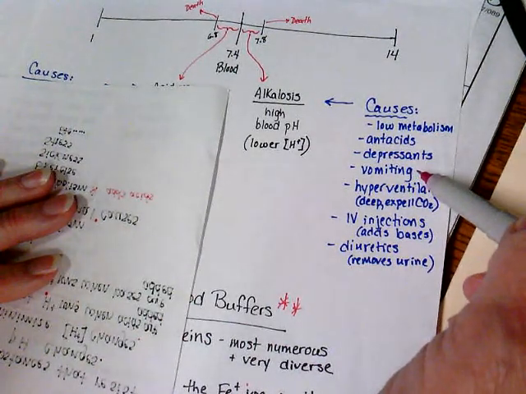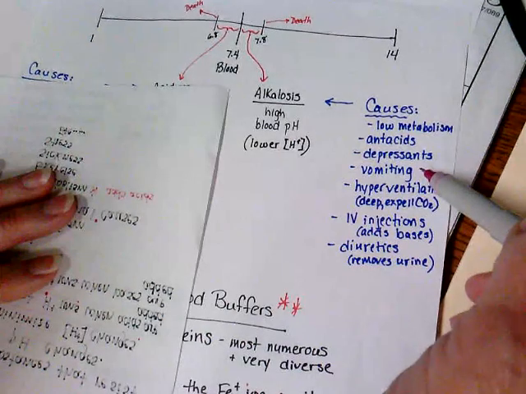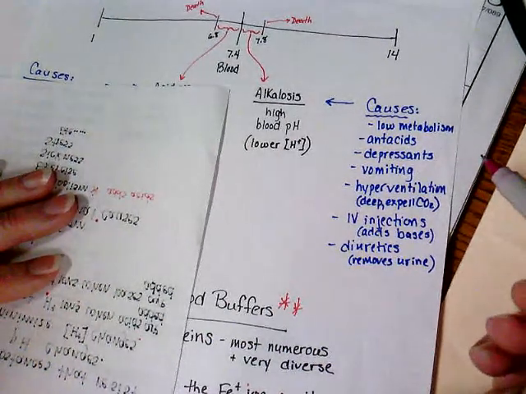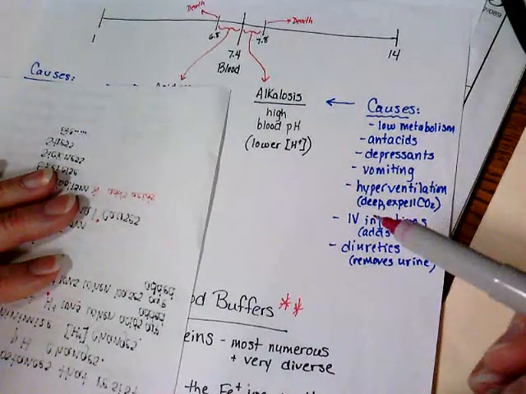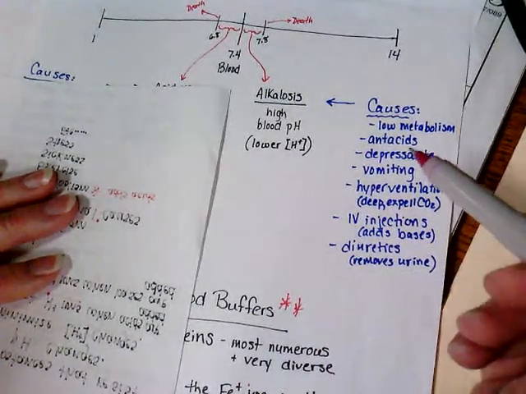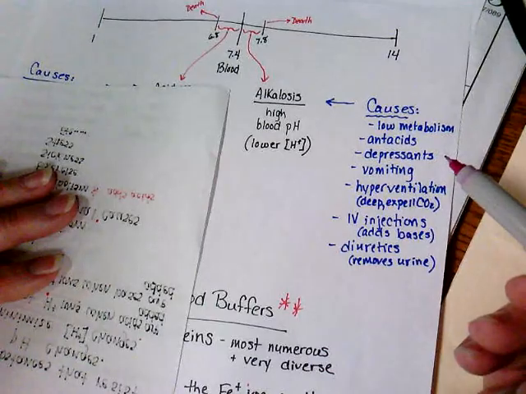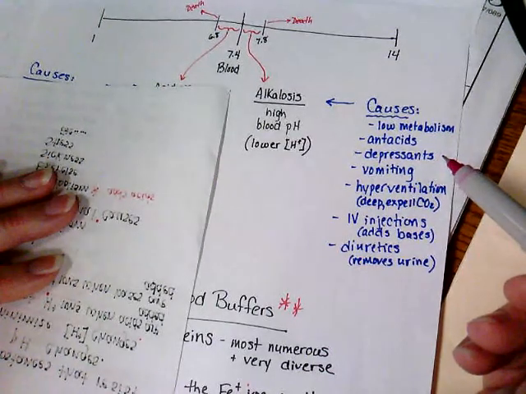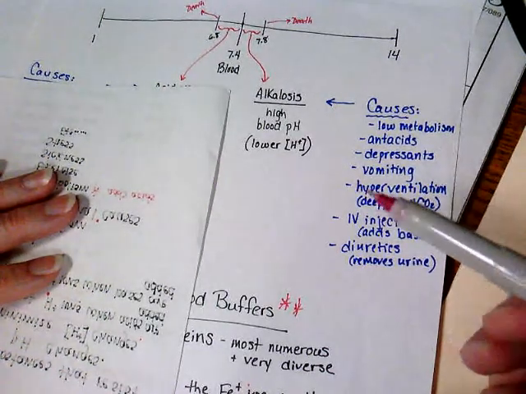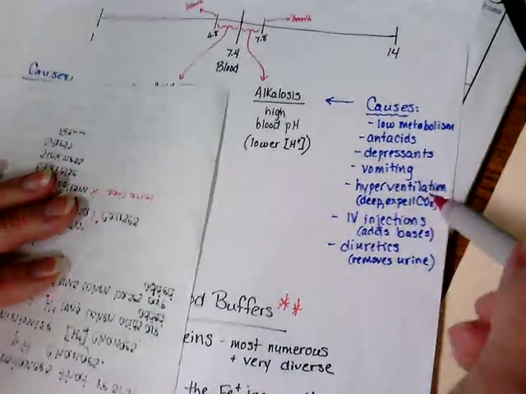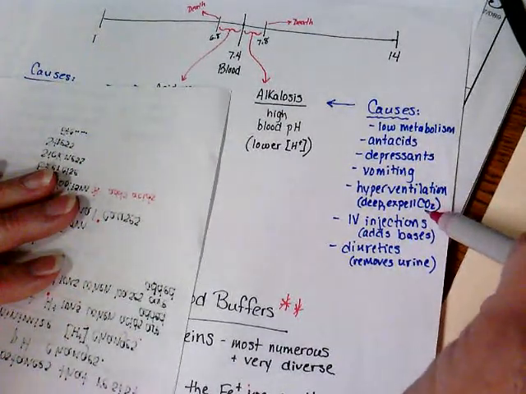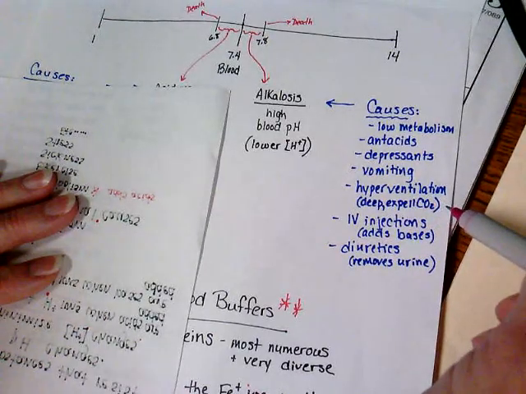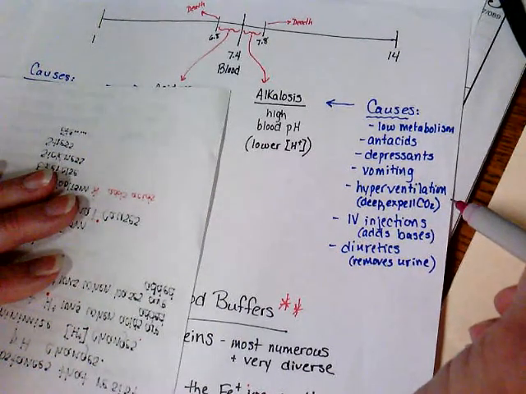Vomiting is kind of an interesting one. At first, you would get rid of a lot of acids, and so you would be more alkaline, but eventually, with the absence of those acids, more would be produced. So vomiting initially starts out making your body more alkaline, but then sends you into an acid phase. Hyperventilation. This is that deep breathing where you're expelling a lot of carbon dioxide.